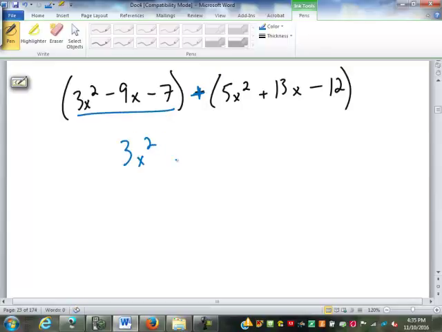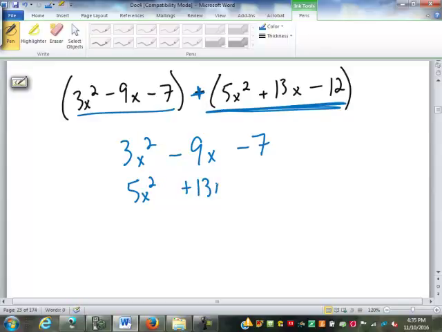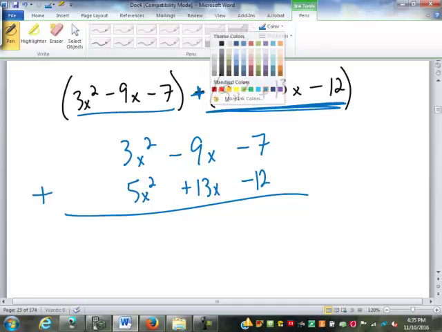So write out the first one, 3x squared minus 9x minus 7. And you line up the like place values. So the 5x squared under the 3x squared, positive 13x under the negative 9x, the negative 12 under the negative 7. The 1's with the 1's, x's with the x's, x squareds with the x squareds. And we are adding down the columns.